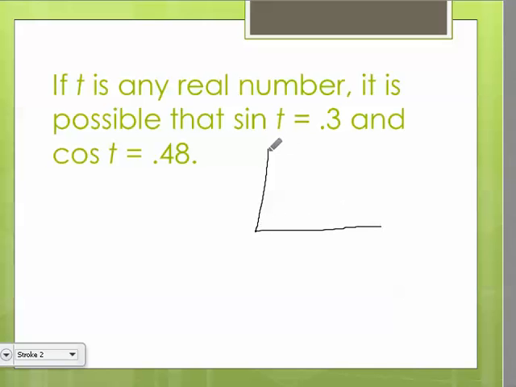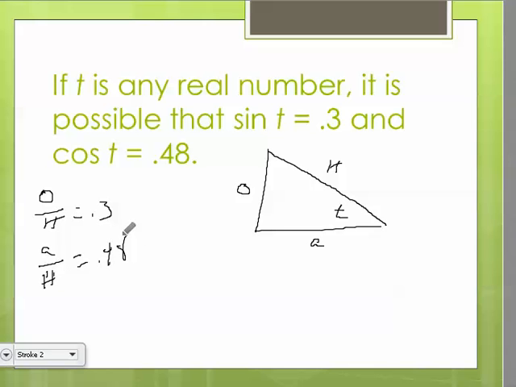If I drew a triangle like this, and it's a right triangle, and I'm calling this angle t. Well, this side over here, the opposite side, divided by the hypotenuse, is going to be 0.3. So O over H equals 0.3. And this side, the adjacent side divided by the hypotenuse, A over H, equals 0.48. Now, since this one has 2 decimal places and this one only has 1, I'm going to add a 0 here just to make them the same. Okay? So now I've got a 0.30 and a 0.48.